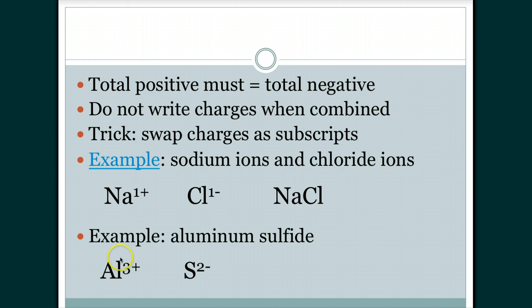So the common multiple for 3 and 2 is 6. So I can have a positive 6 and a negative 6 charge. So in order to get me a positive 6, I would need 2 ions of aluminum. In order to give me a negative 6, I would have to have 3 ions of sulfur, or sulfide. And so therefore, I will have 2 aluminum and then 3 sulfide ions. So I will end up with aluminum 2 of those, and 3 sulfide. And that becomes my aluminum sulfide compound. Okay.